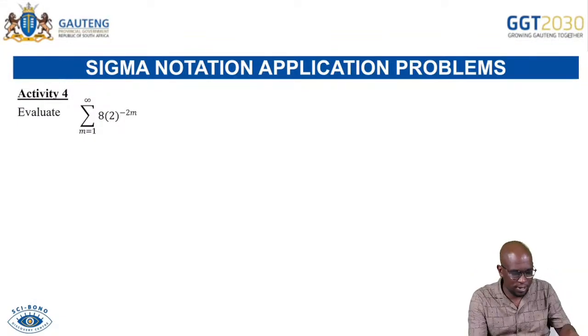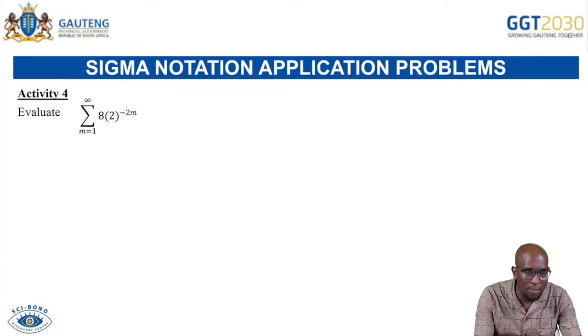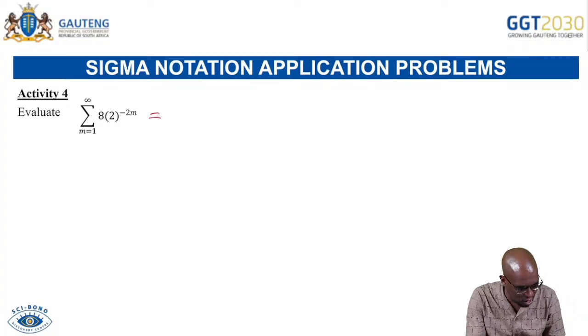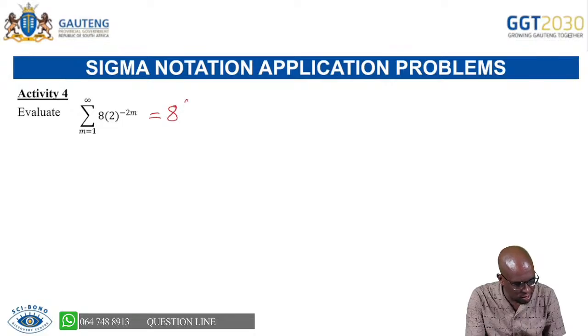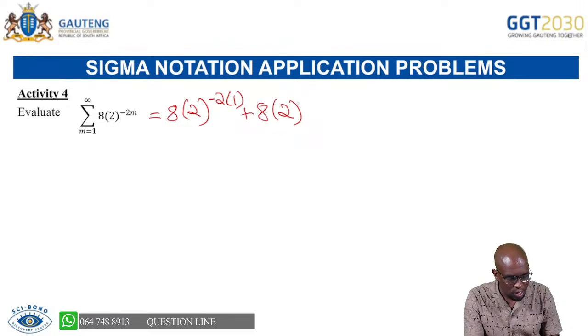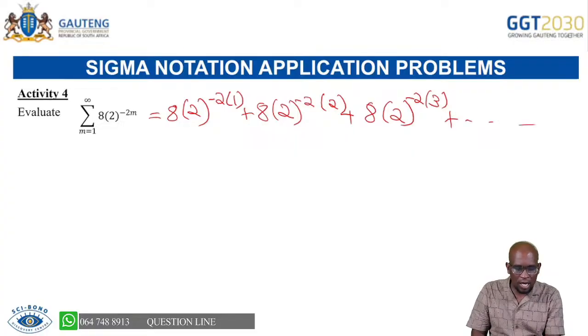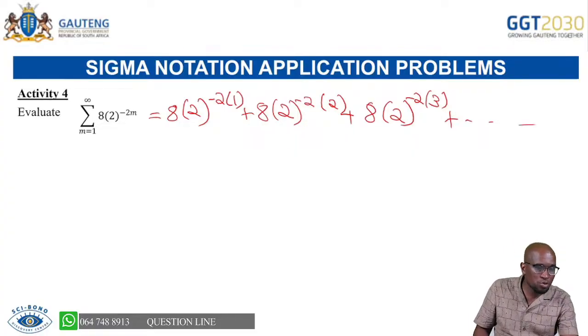Right, hello and welcome back. Now let's do the same thing that we did in the previous problem. We should be expanding this. How do we go about that? 8 times 2 to the negative 2 times 1. We substitute 1 where we see m, plus 8 times 2 to the negative 2 times 2, plus 8 times 2 to the negative 2 times 3. You see, as n gets bigger, we put that on here. It's going to be used to expand.